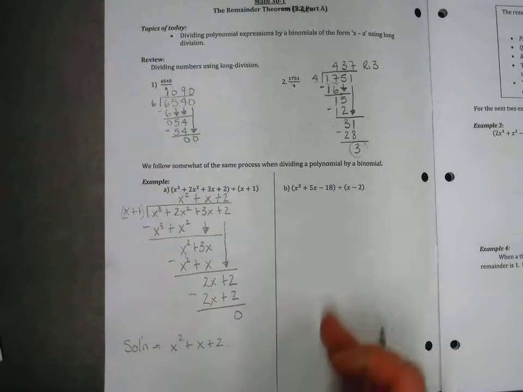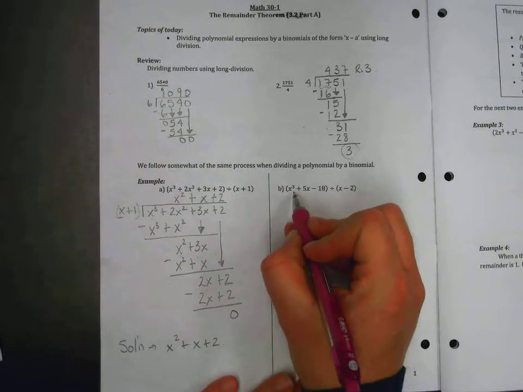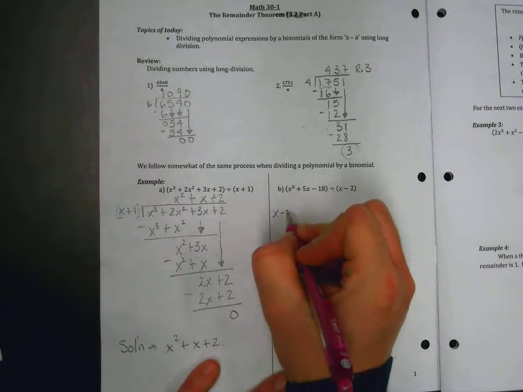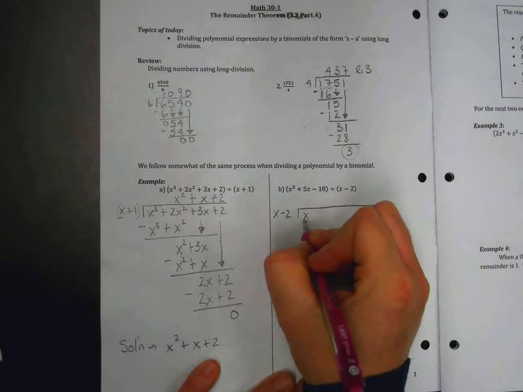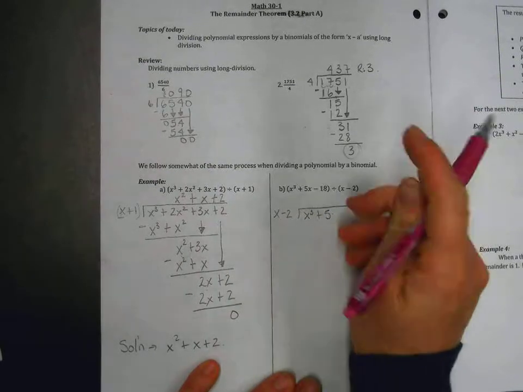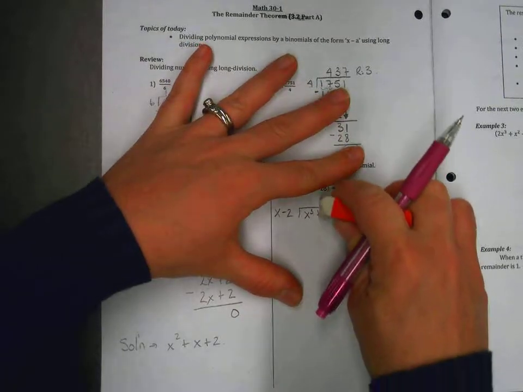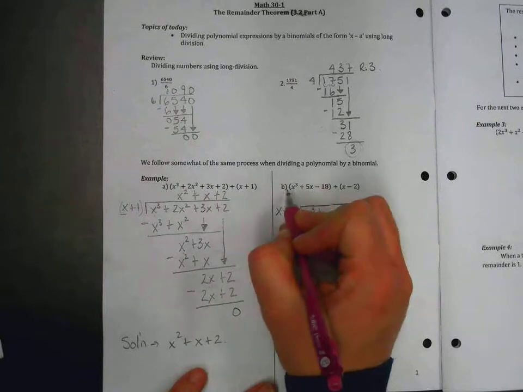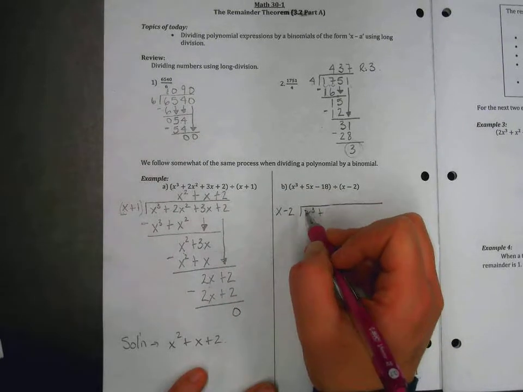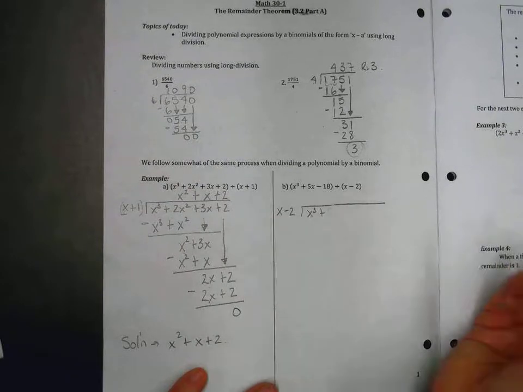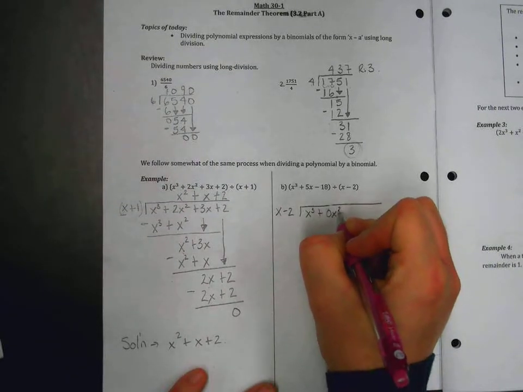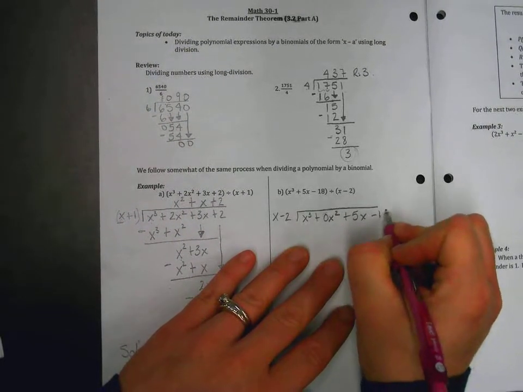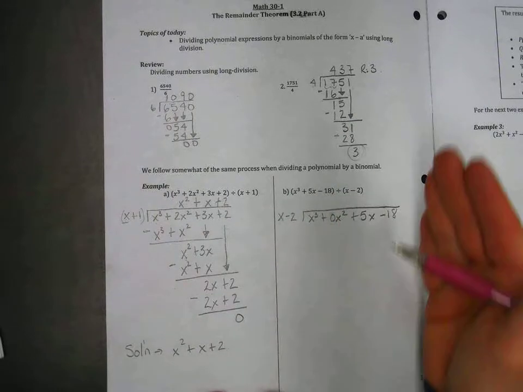All right, so let's try another one here. X cubed plus 5x minus 18 divided by x minus 2. So I'm going to set up this long division. When I go to write this long division, because there is no x squared value in my polynomial, but I am going to get an x squared in my solution, I'm just going to include that place value by putting a 0x squared there, just so it's easier to line up all of my place values.